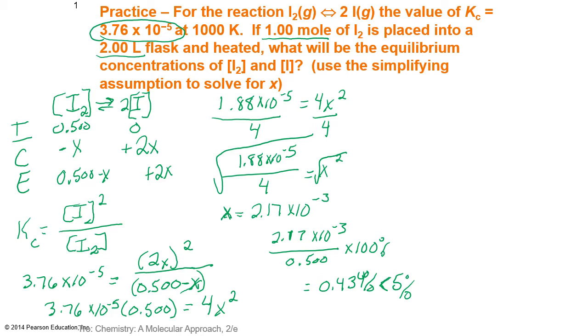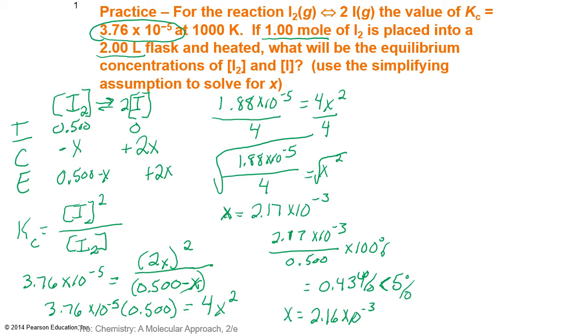If we do solve this without the approximation using the quadratic equation, we find that x is actually 2.16. And again, this wasn't part of the problem, but just to show you that using the quadratic equation and canceling x, we get values that are very similar.